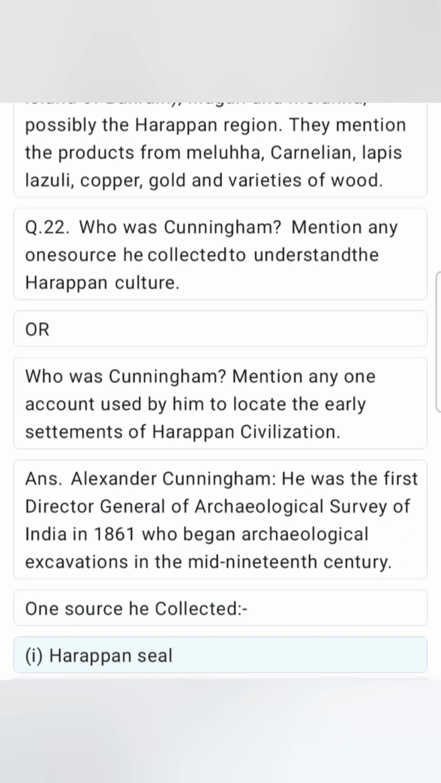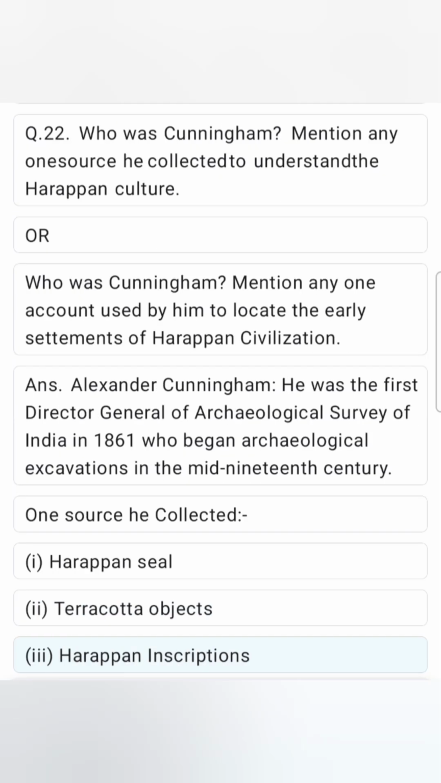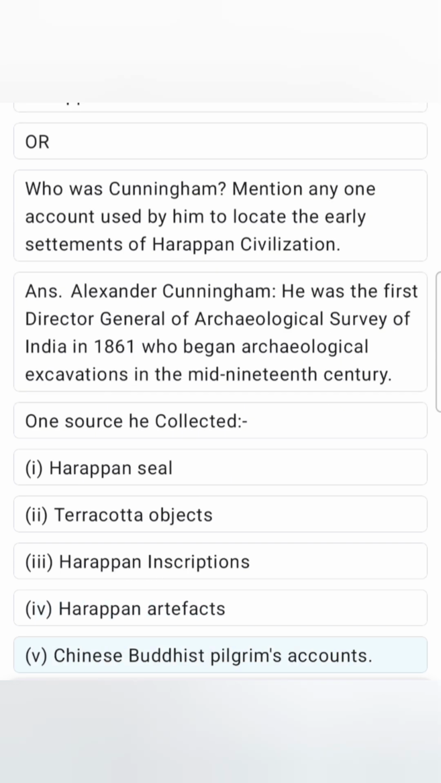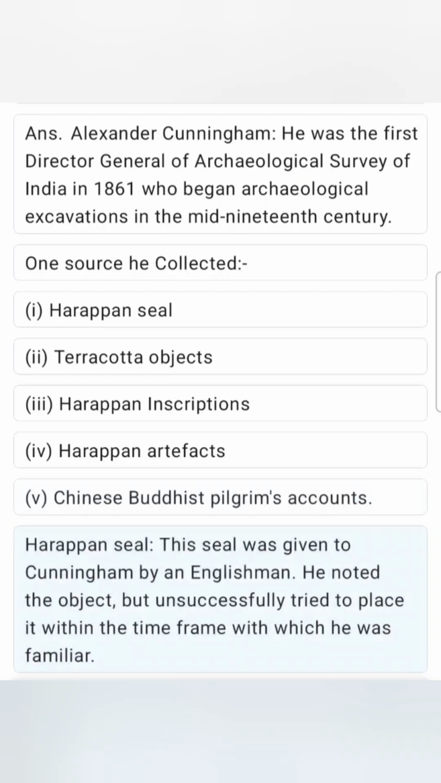I. Harappan seal. II. Terracotta objects. III. Harappan inscriptions. IV. Harappan artifacts. V. Chinese Buddhist pilgrims' accounts. Harappan seal: this seal was given to Cunningham by an Englishman. He noted the object, but unsuccessfully tried to place it within the time frame with which he was familiar.